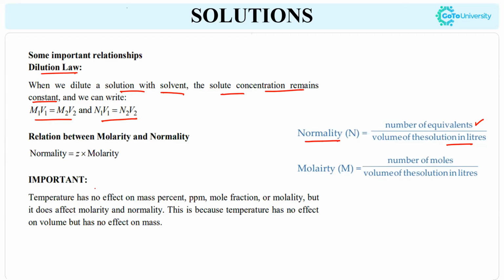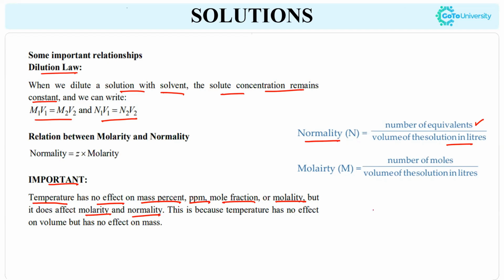Okay. Now the important thing is we have different methods to express the concentration, right? So among all these different kinds of methods, temperature has no effect on mass percentage, ppm, mole fraction, molality, but it will affect molarity and normality. This is important. If we change the temperature, it will not affect mass percentage, volume percentage, ppm, mole fraction or anything. But it will affect the molarity and normality.